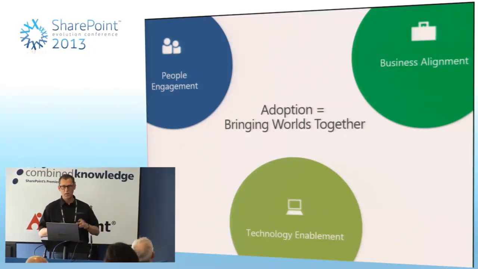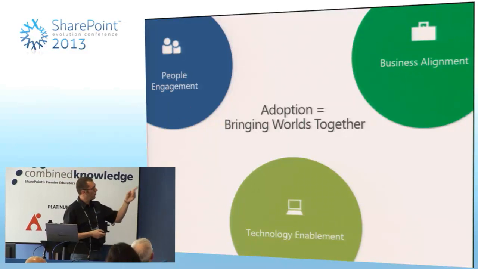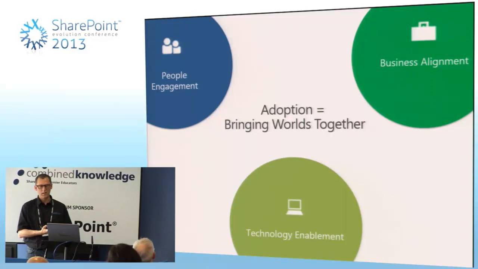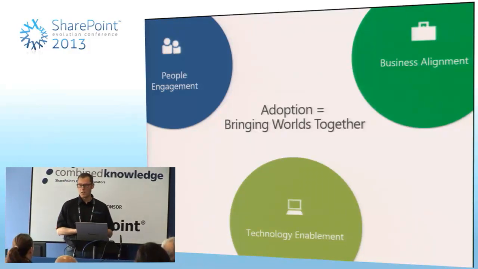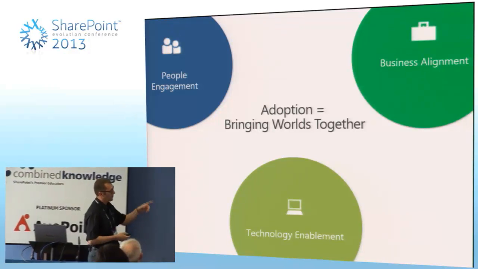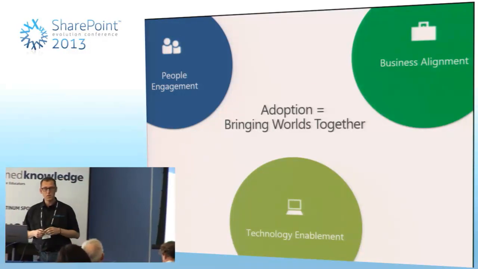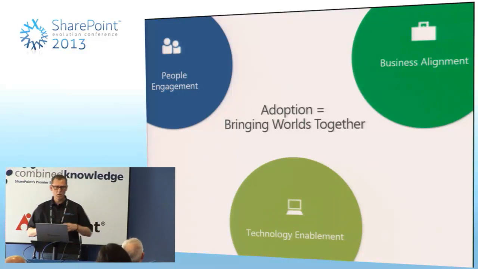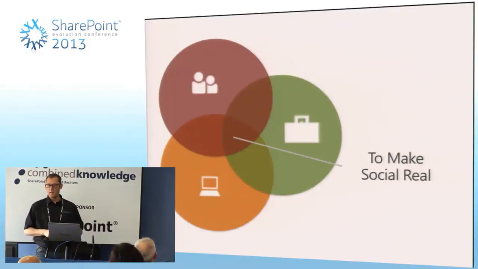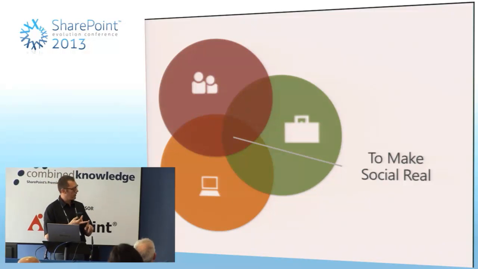So your SharePoint environment has to facilitate all this. But also, we have to engage the people. And if we're talking about people engagement, then the magic word, of course, is adoption. And adoption doesn't happen without people. Also it doesn't happen without being aligned with your business goals. So bringing all those three together, that's where social is really happening. It's part of technology, it's part of the way people work, and it's part of what the business is looking for.